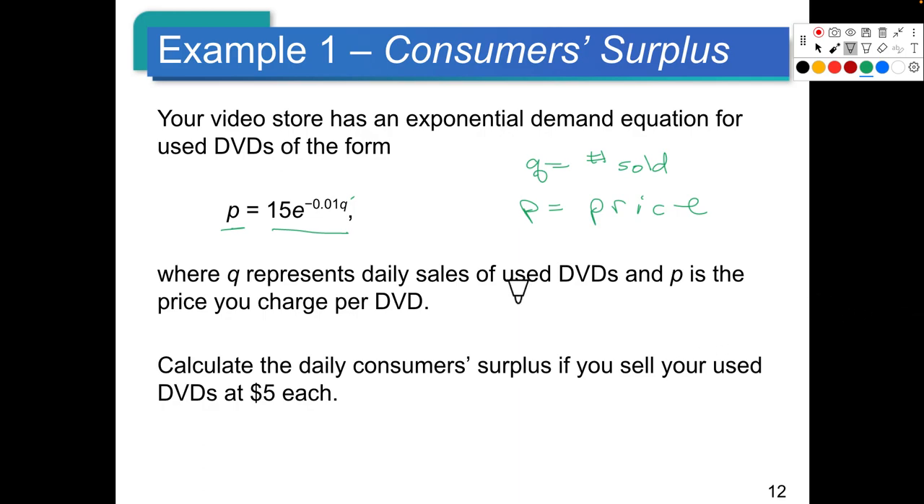Q represents daily sales of used DVDs. Could be annual sales, whatever they give us, but in this case they're telling us it's daily sales. P is the price you charge per DVD. Okay. Calculate the daily consumer's surplus if you sell your used DVDs at $5 each. Okay. So what you could kind of see is if you put in a higher price, you would sell fewer, right? So what they're saying here is that we're going to go with sort of an average price of $5.